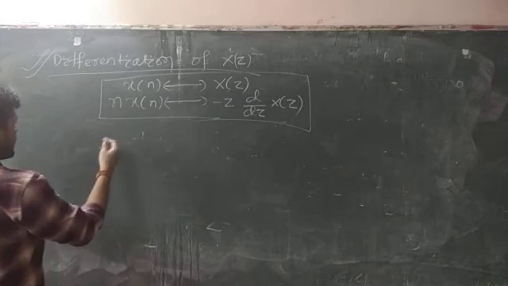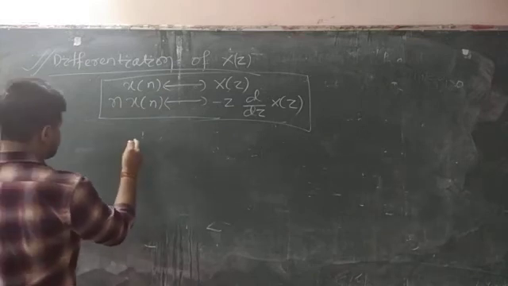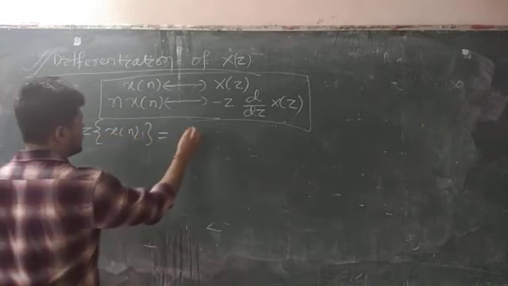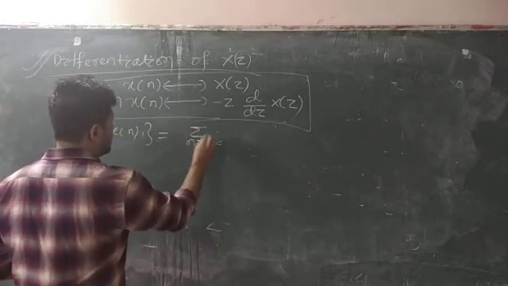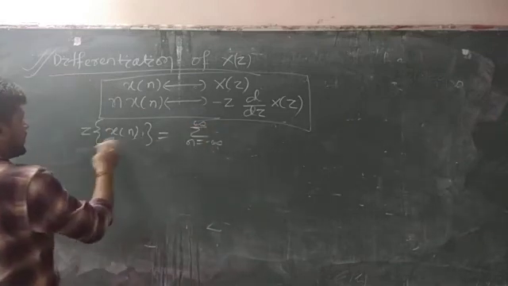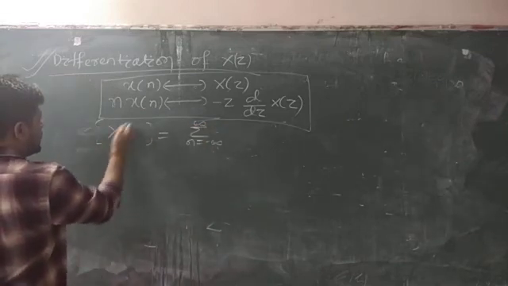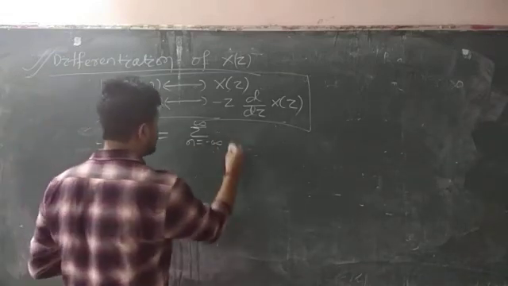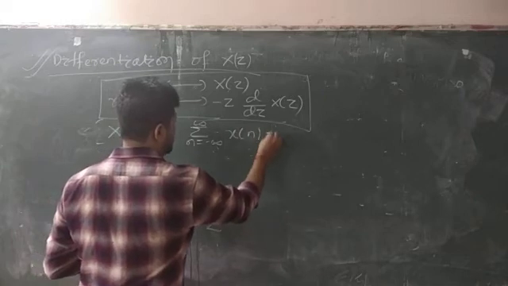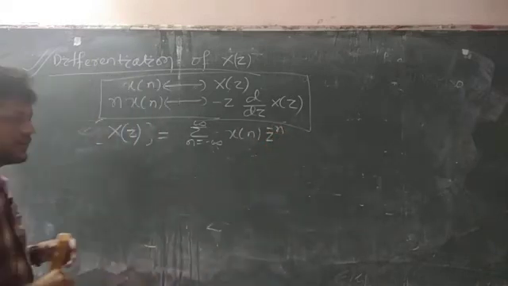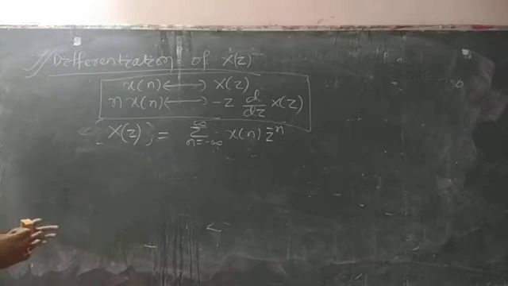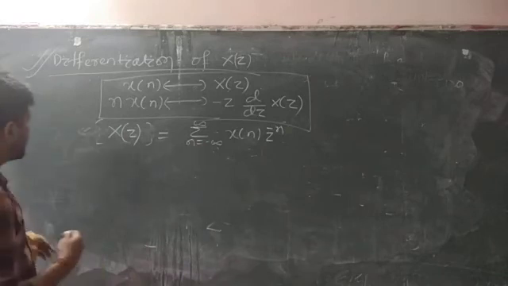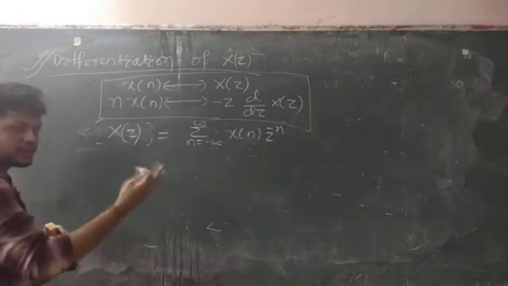We know the z transform of x(n), which we can write as X(z), is the summation of n equal to minus infinity to infinity of x(n) z to the power minus n. So this is your definition: X(z) is equal to the summation of n equal to minus infinity to infinity x(n) z to the power minus n. Now differentiate both sides.